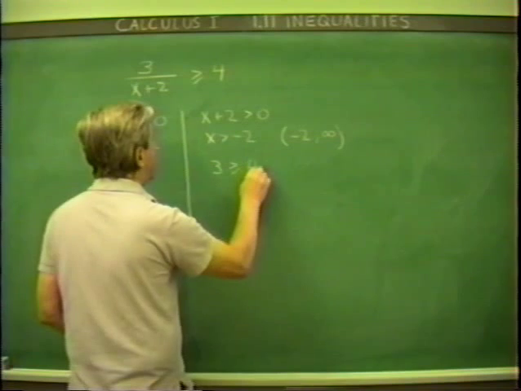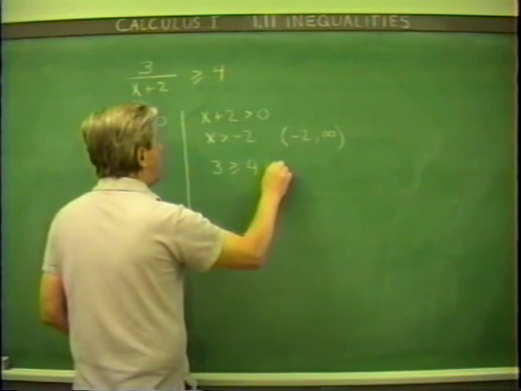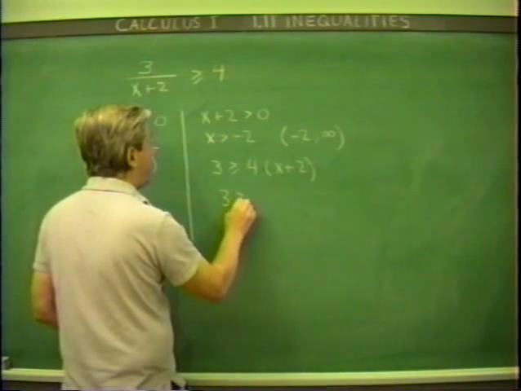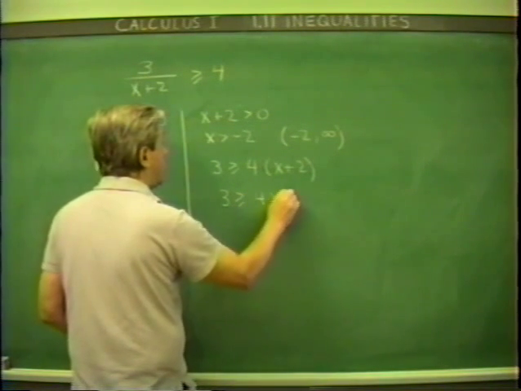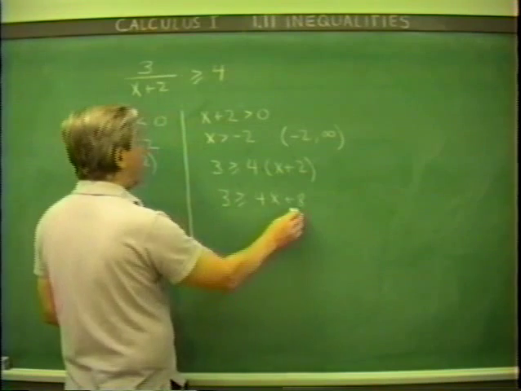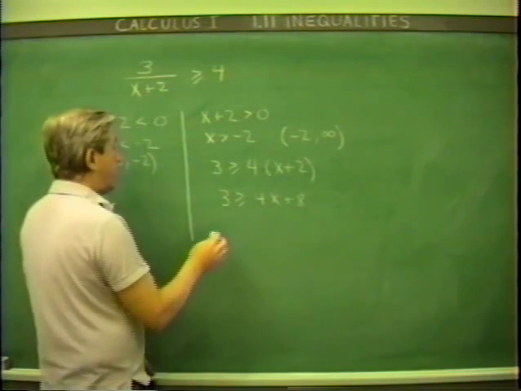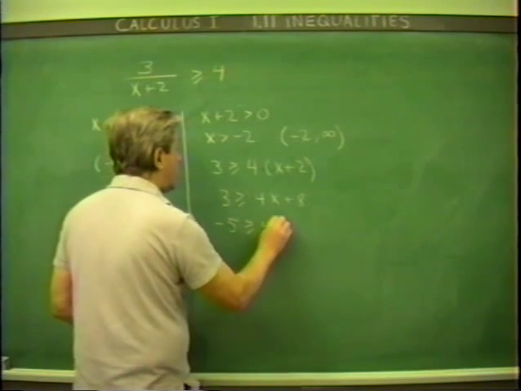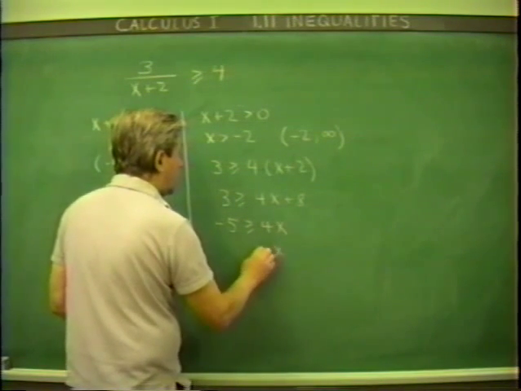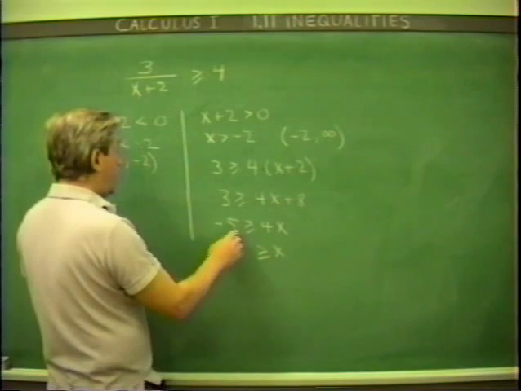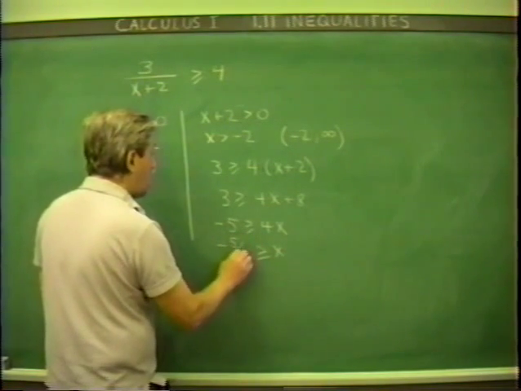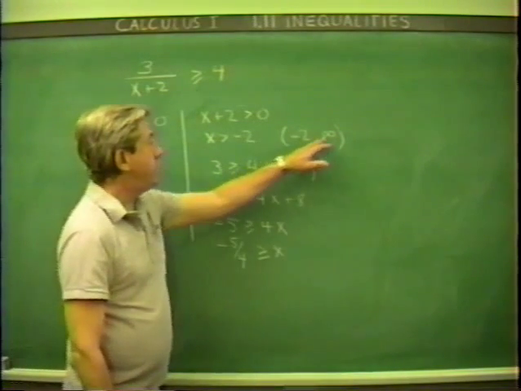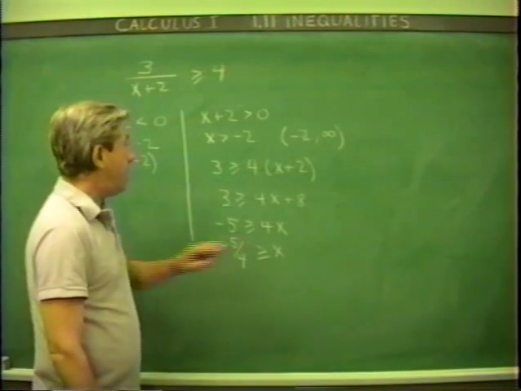and so you can multiply both sides of the inequality by x plus 2. For example, 3 must be greater than or equal to 4 times x plus 2, or 3 must be greater than or equal to 4x plus 8. Now subtracting 8 from both sides, we get minus 5 is greater than or equal to 4x, or x is less than or equal to minus 5/4.